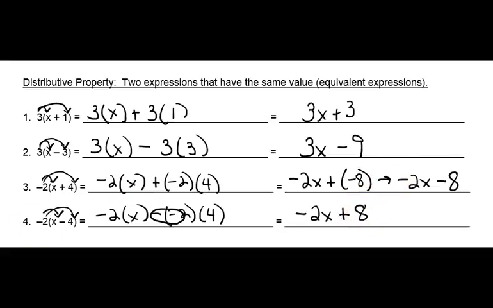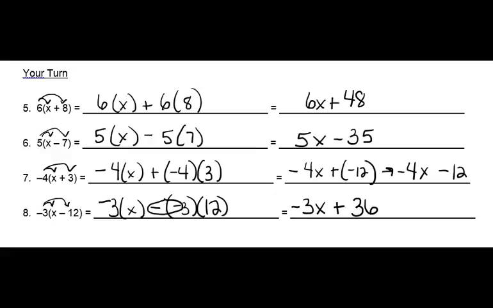Easy breezy, right? Okay, go ahead and pause the video and try the next 4 examples on your own. Let's see how you did. For the first one, you should have got 6x plus 48. For the second one, 5x minus 35.